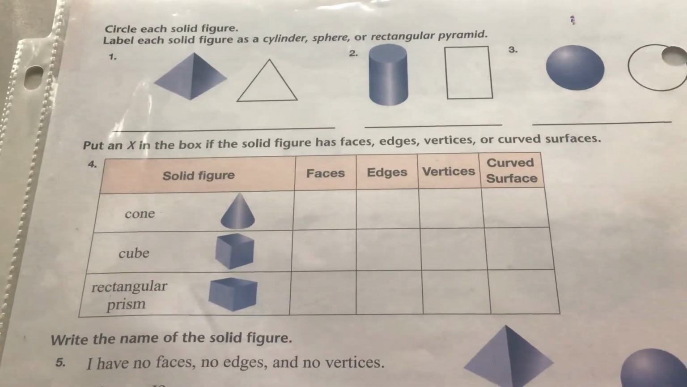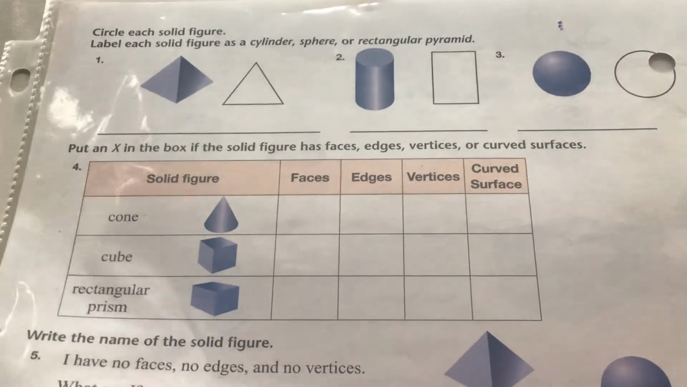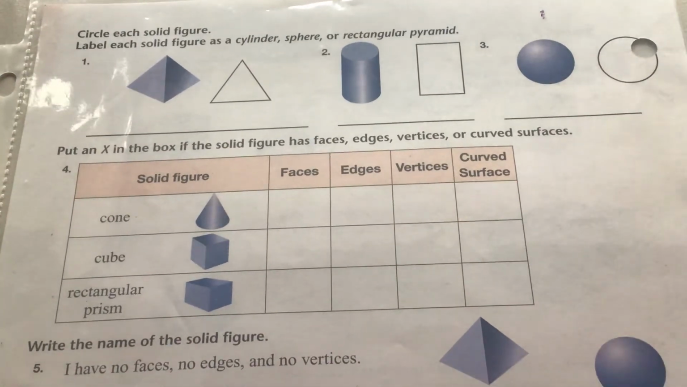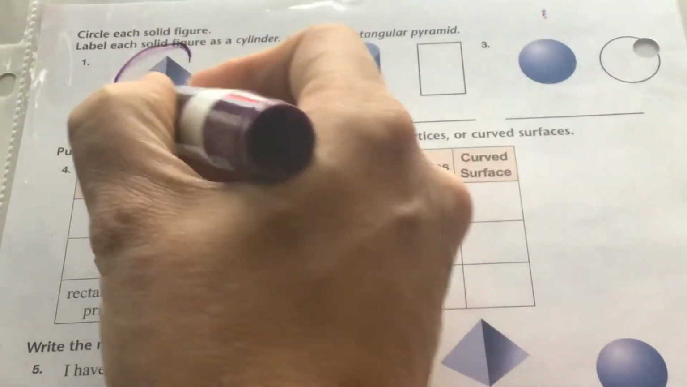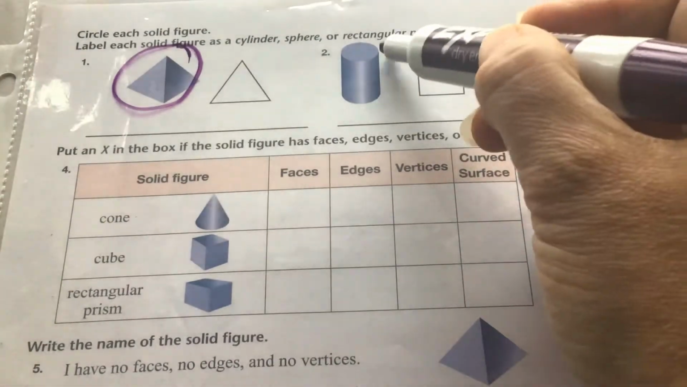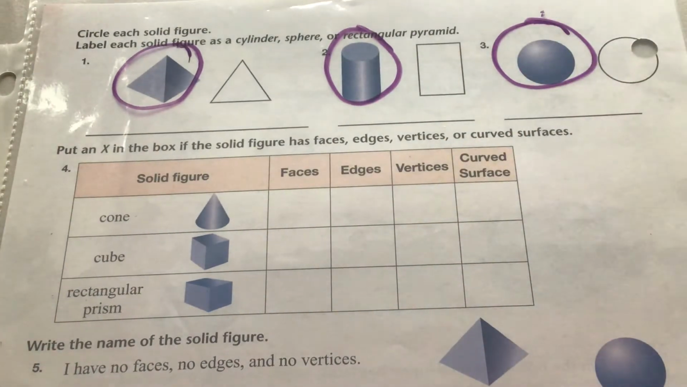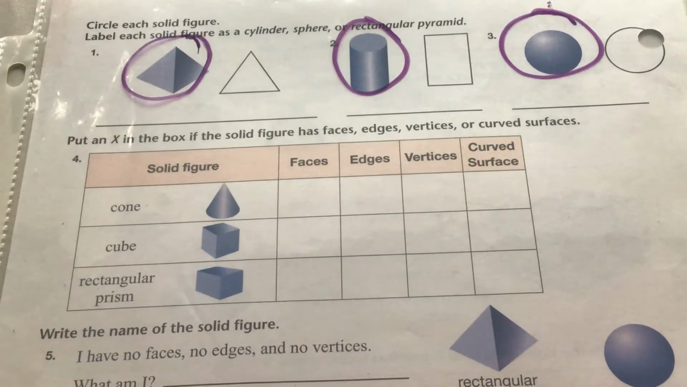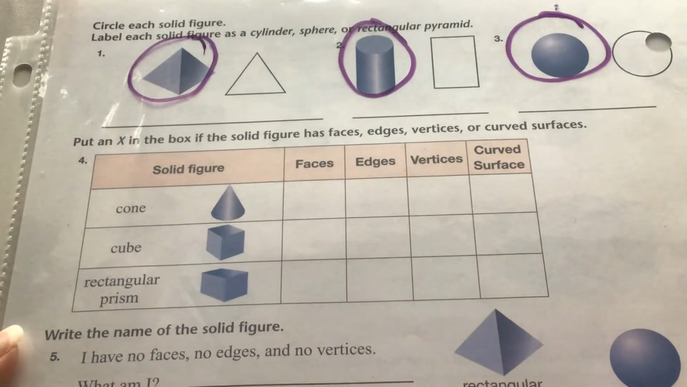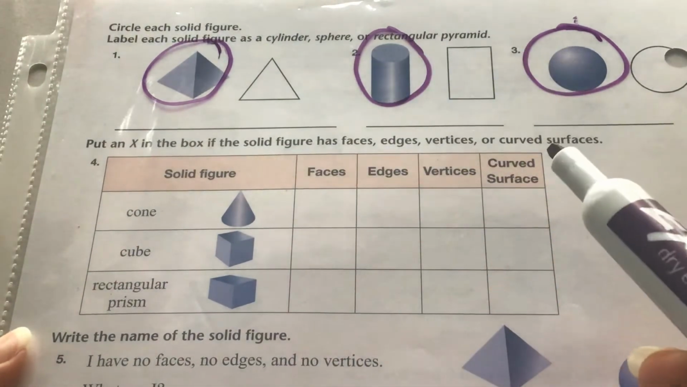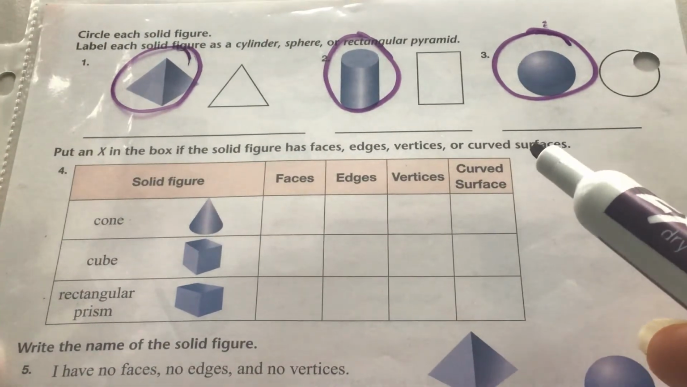We're to circle each solid figure. Remember, we're thinking that solid figures are those three-dimensional ones. All right, so you would circle the rectangular pyramid, circle the cylinder, and the sphere. Those are the solid figures. And then we're just going to label them. So the words are actually written here at the top of your paper, so you can copy them neatly.